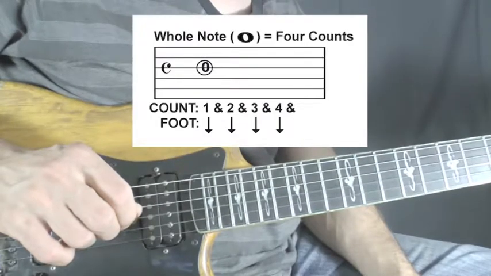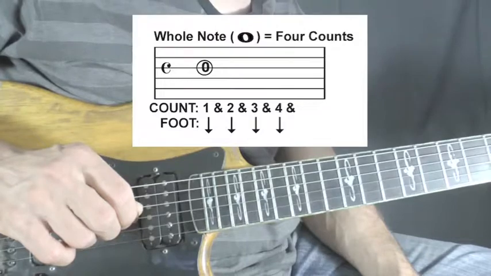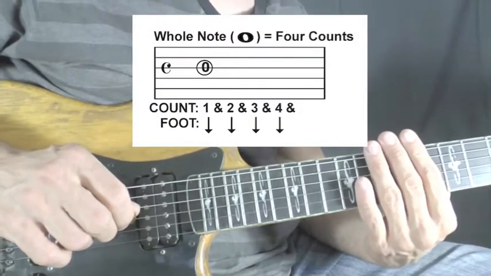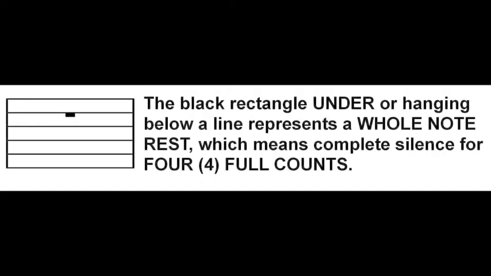1 and 2 and 3 and 4 and. All right, in this diagram here, we do have the tablature diagram still. We're using those 6 lines representing the guitar strings. And that black box that's sitting below a line, and it doesn't matter really, it probably should be below that third line in the middle, but I have it on the second line. Anyway, see how it hangs below a line? Whenever you see that, it represents a whole note rest, which means that there's complete silence for 4 full counts.